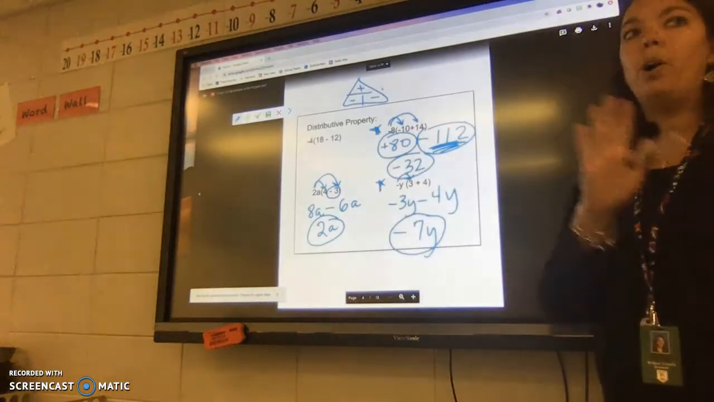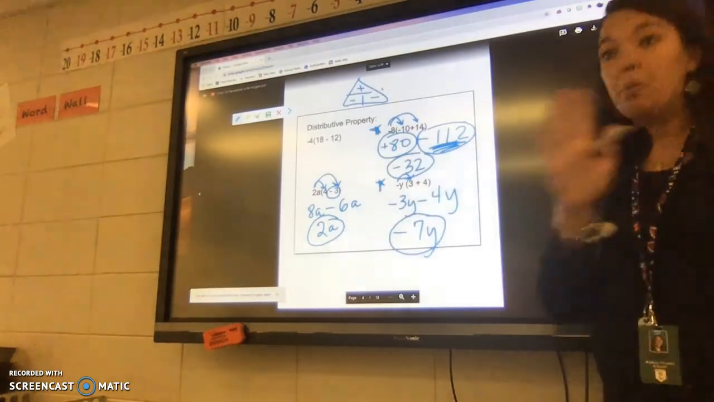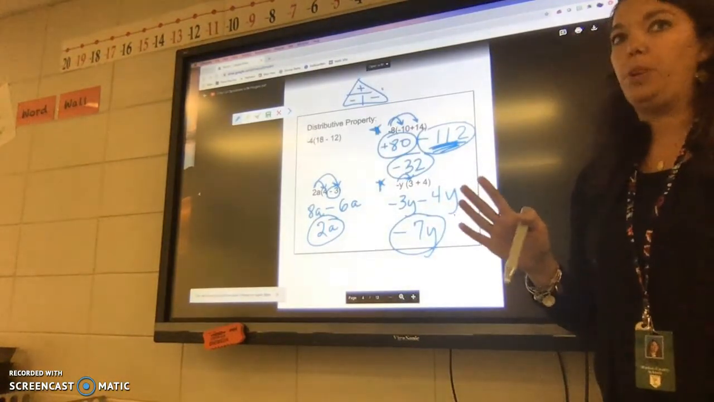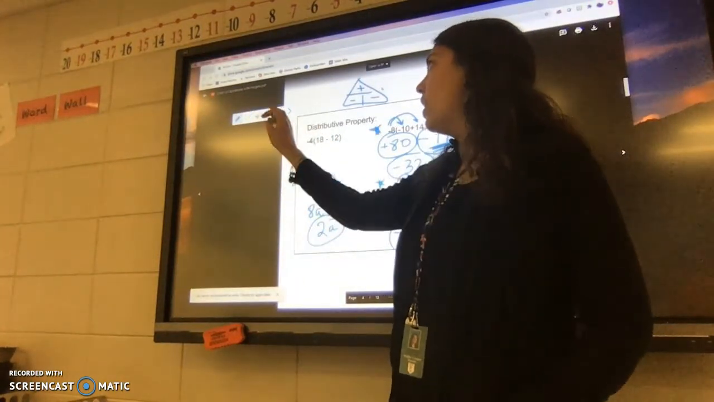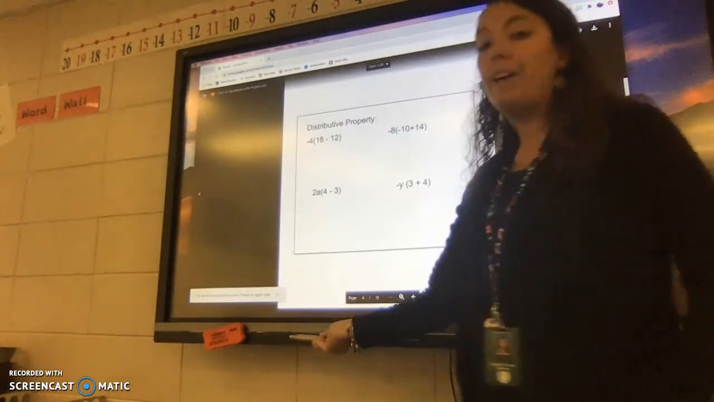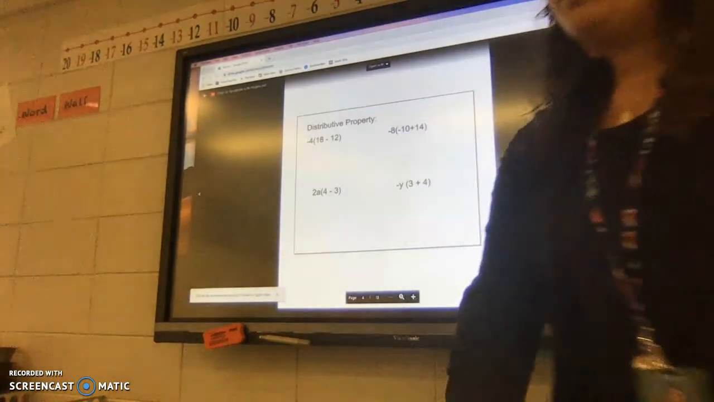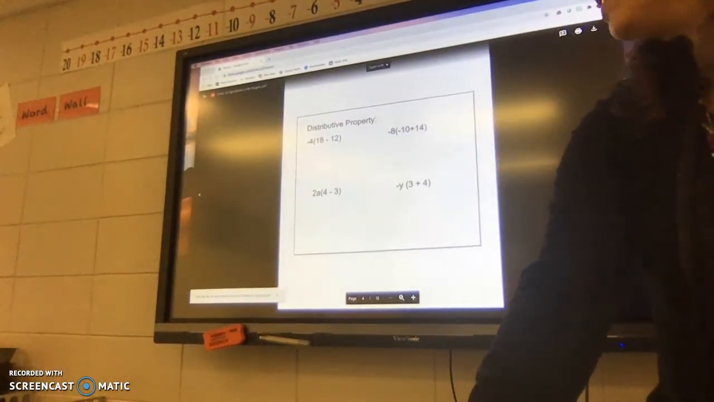Now that is part of order of operations. You might have to do that at some point. You'll definitely have to do that when we start combining like terms soon, when we start getting to our pre-algebra stuff.